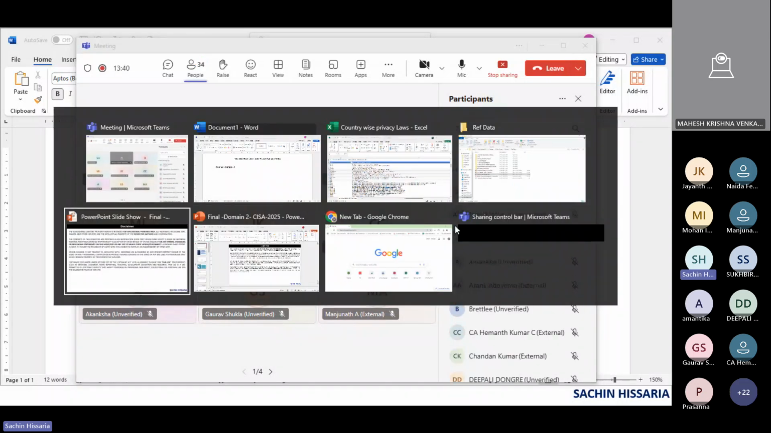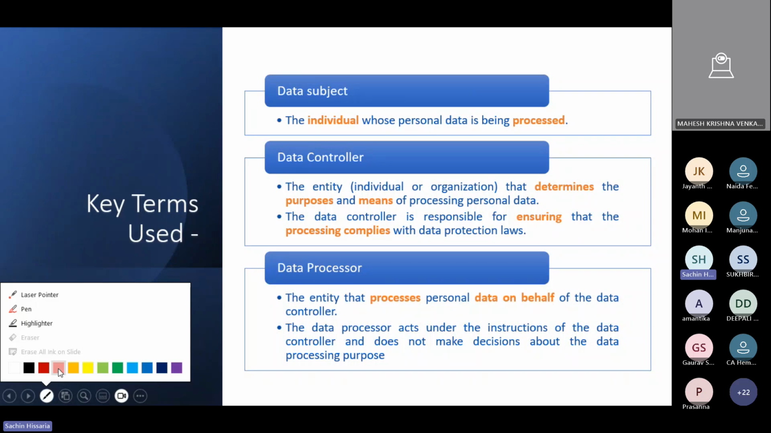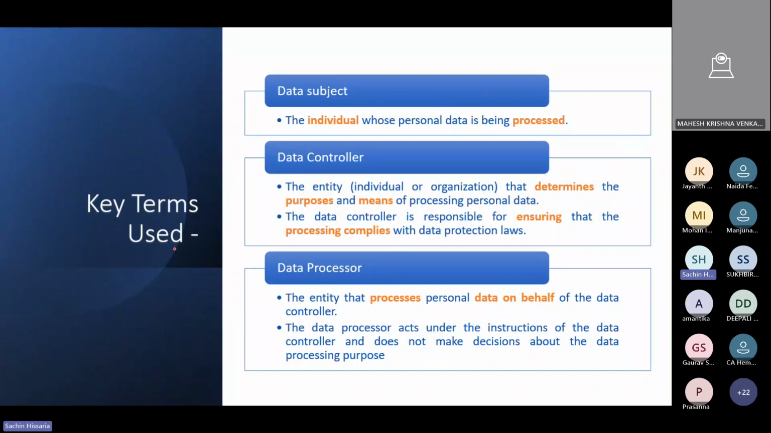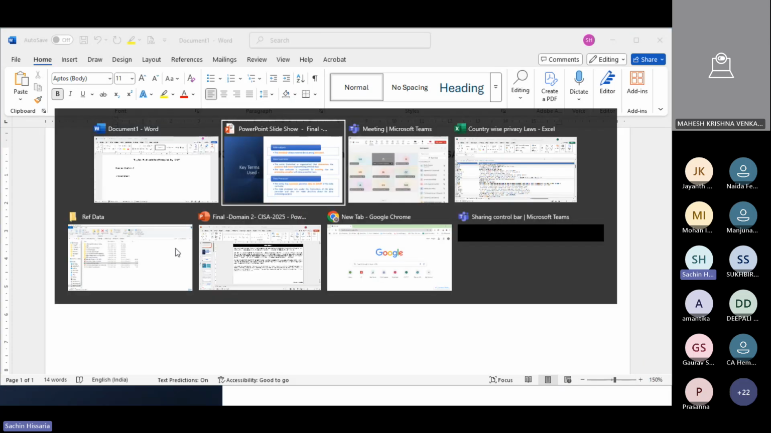Before we start our discussion, let me give you a quick understanding of the data privacy key terms. What are the key terms used in data privacy? First we'll start with the data controller. Guys, does any one of you have any idea what a data controller is?